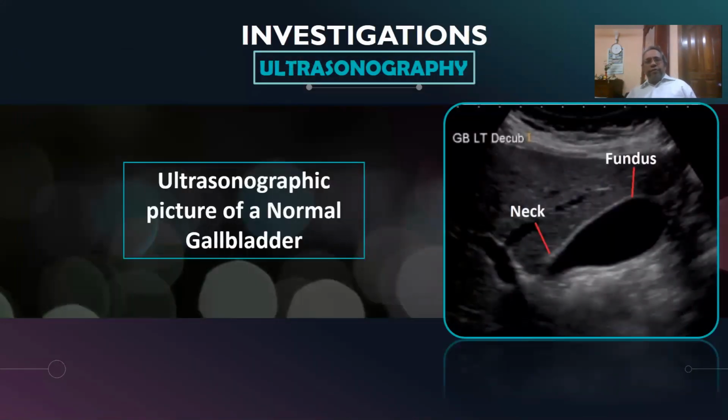So look at the pictures. This is the ultrasonic picture of a normal gallbladder. The whole gallbladder outline is very precisely delineated. This is the gallbladder wall, the whole gallbladder wall there. The lumen is clear, nothing is there. So the information is that there is a normal hepatobiliary system.